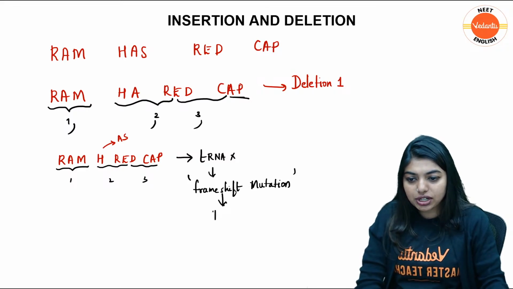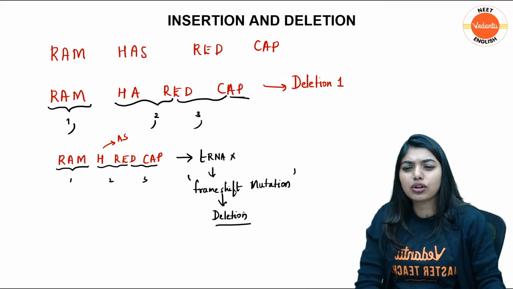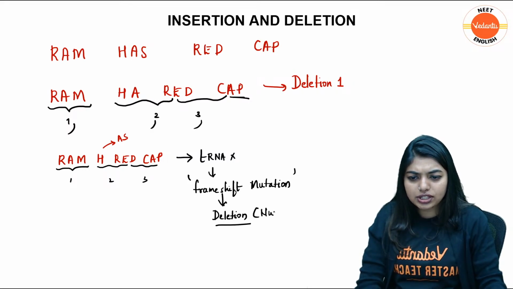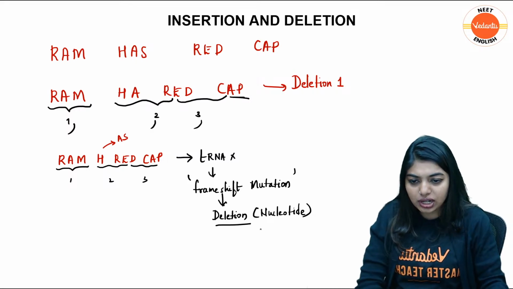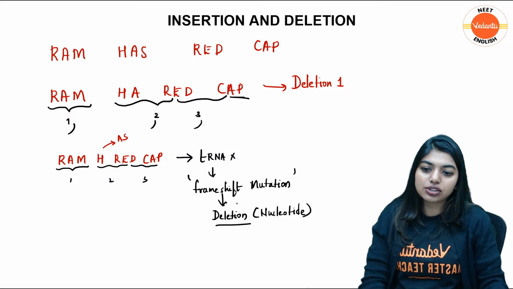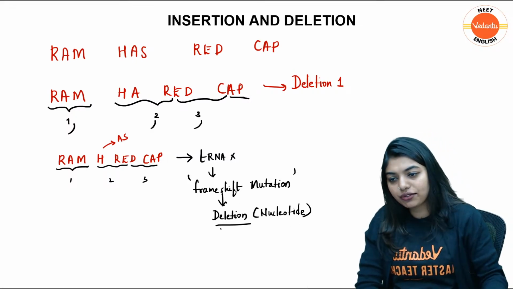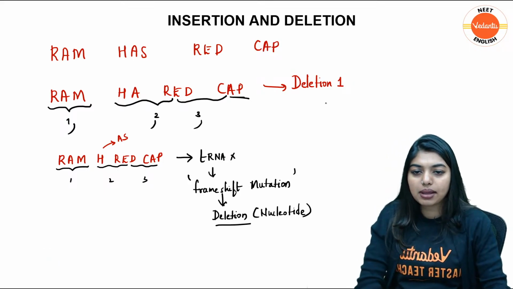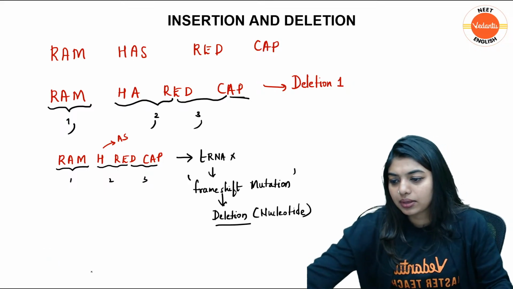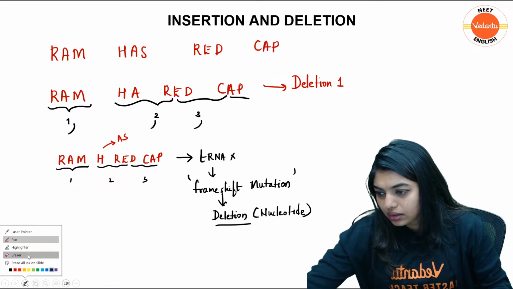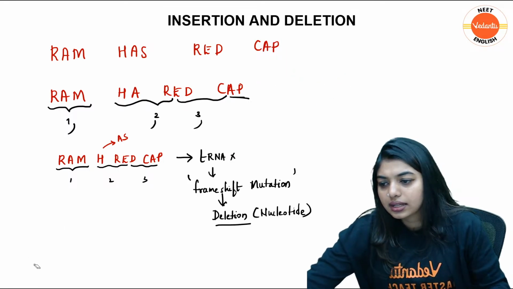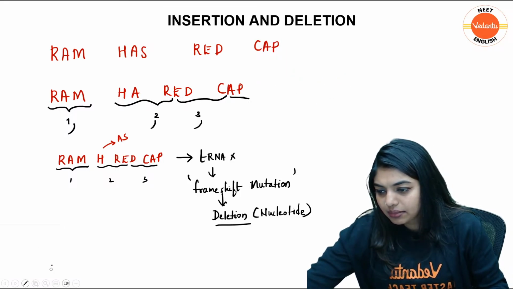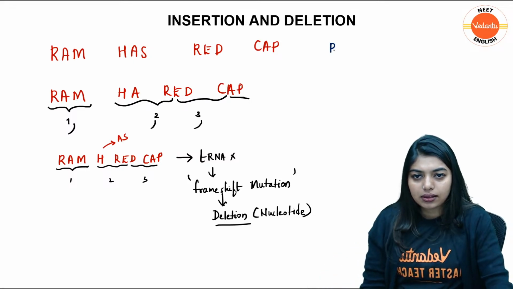Frame shift mutation happens because when some code gets deleted, code or one nucleotide, even one nucleotide changes also. Like students, how you have sickle cell anemia, right? Point mutation. Even one nucleotide changes also, it will cause a frame shift mutation. At the same time, imagine, I will erase this.